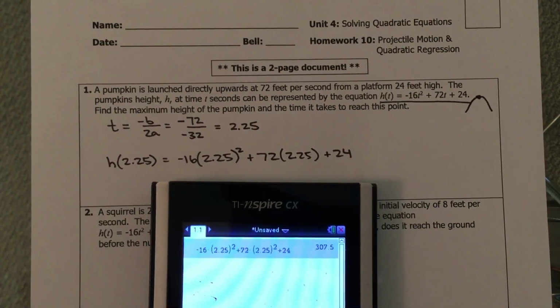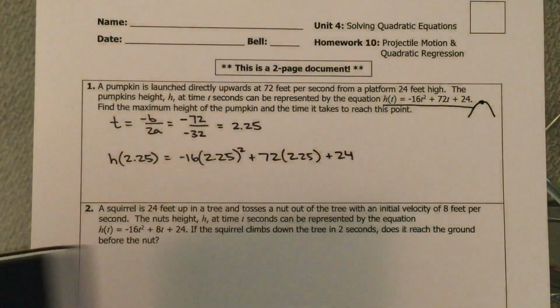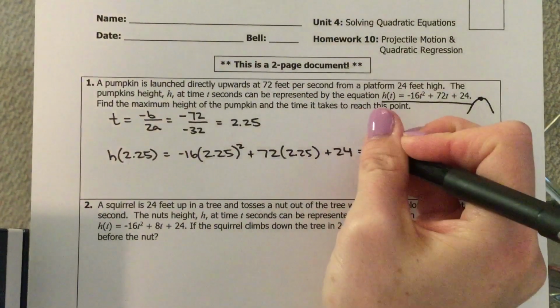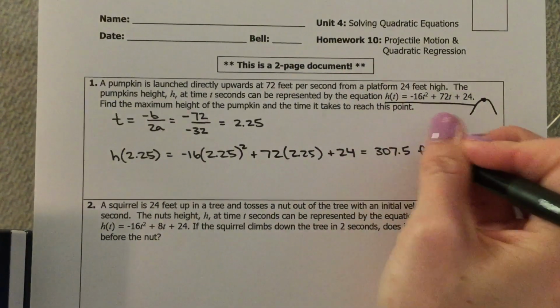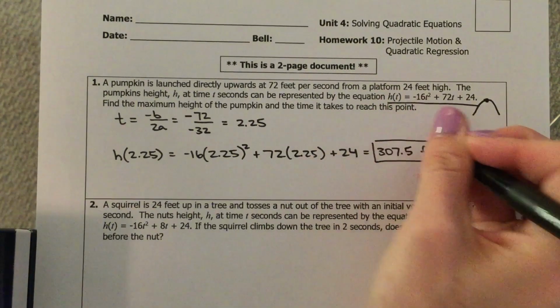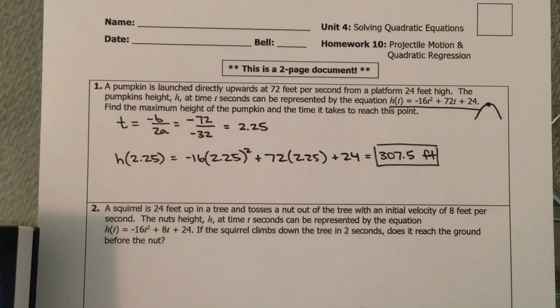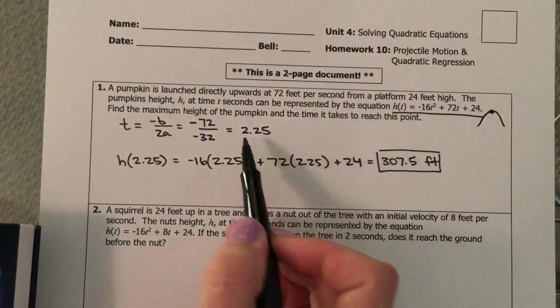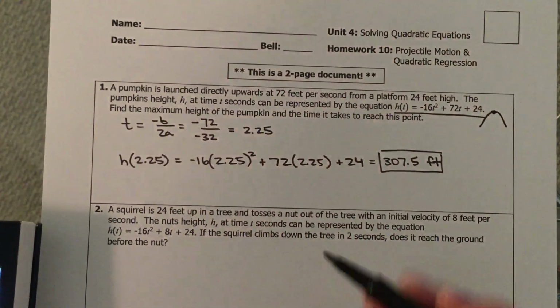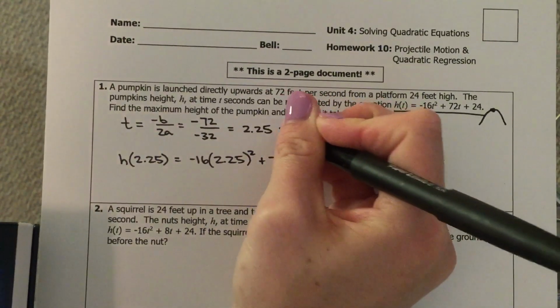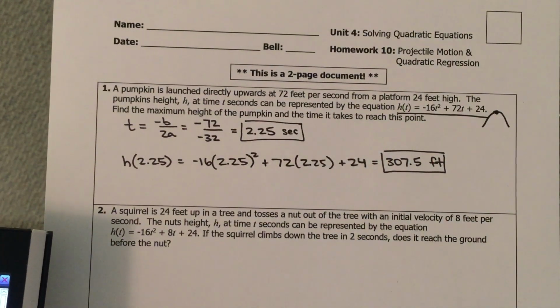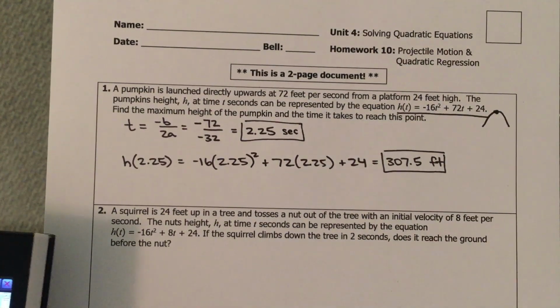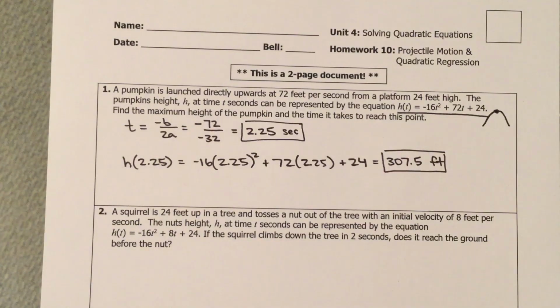All right, so we have 307.5, and that would be in feet. So that's your answer, and then the time that it takes to reach that point would be 2.25 seconds. Okay, so make sure when your problems have context like this that you're actually including what the units would be. All right, so that's our projectile motion example.